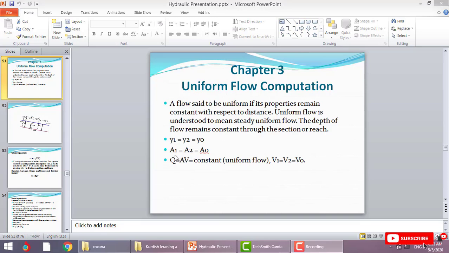Also, the area is constant, so Q equals A V, area times velocity. When y is constant and area is constant, the velocity is constant.